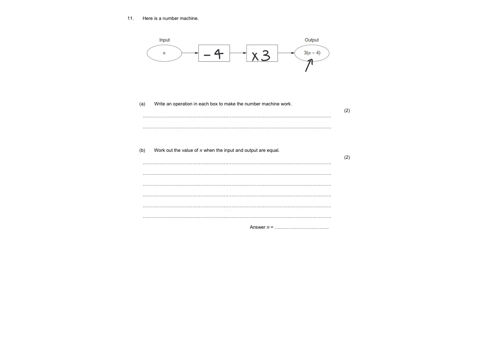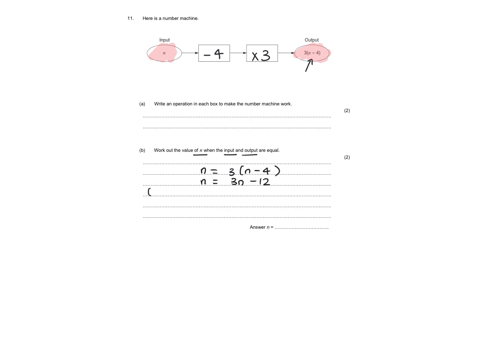Part B, work out the value of n when the input and output are equal. So here's the input, and it must equal the output. So we set up a very basic, simple equation. n equals 3, brackets n take 4. Expand the brackets on the right hand side. n equals 3n take away 12.